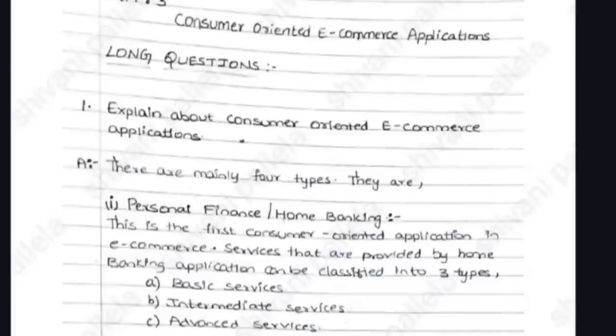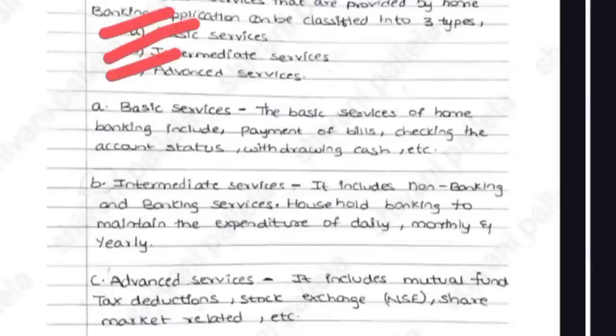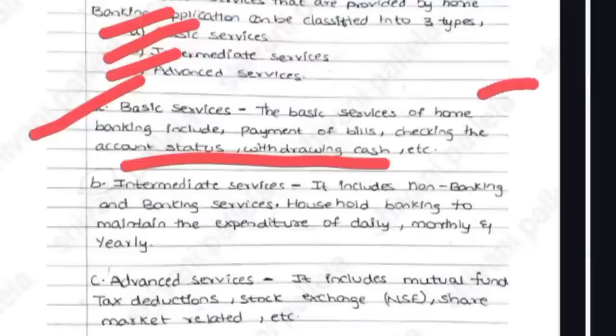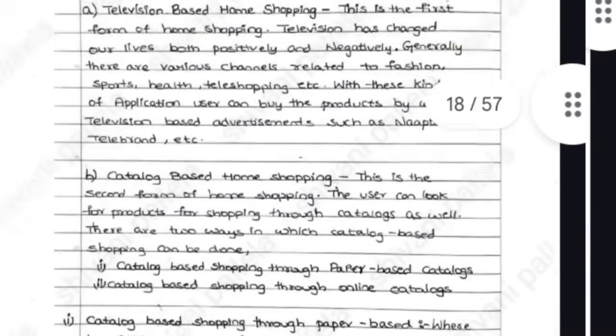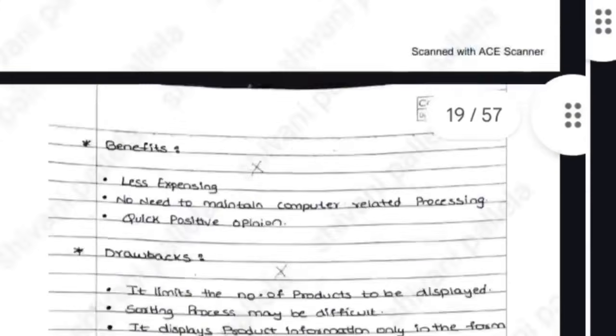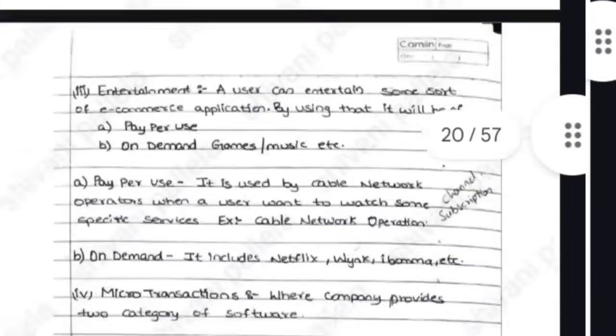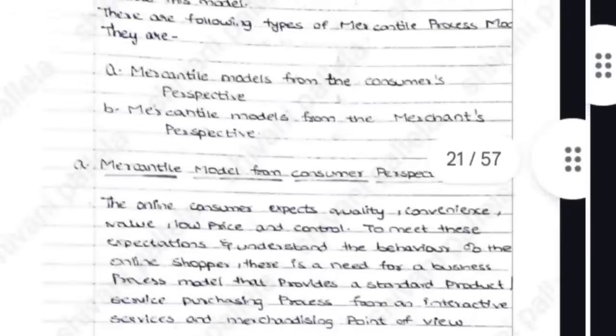The first important question is consumer oriented e-commerce. In that you will have personal finance or home banking, with basic, intermediate, and advanced services. Basic means withdrawing cash and checking the account status, like how much balance we have. Intermediate services means expenditure on a daily, monthly, and yearly basis. Advanced services means national stock exchange and share market related things. Each and every topic I am discussing here. I'm just scrolling down. After getting the PDF, you should learn all these things.